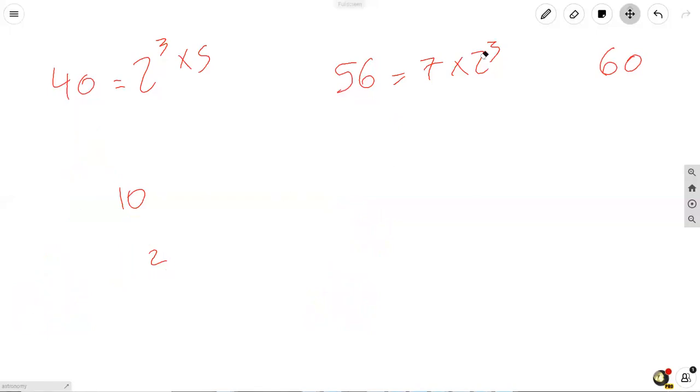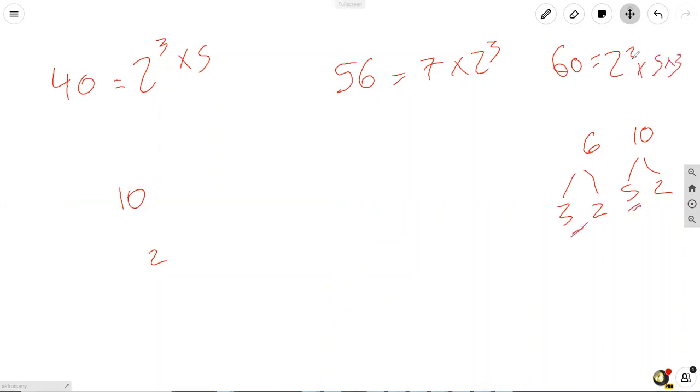Now I've got one more to do, number 60. So 60 is 6 and 10, 5 and 2, 3 and 2. So it's 2 to the power 2. Goodness, I'm going to have to squeeze the 60 somewhere else. So 60, I have to write it as 2 to the power 2 times by the 5 times by the 3. So I got all of those numbers done.